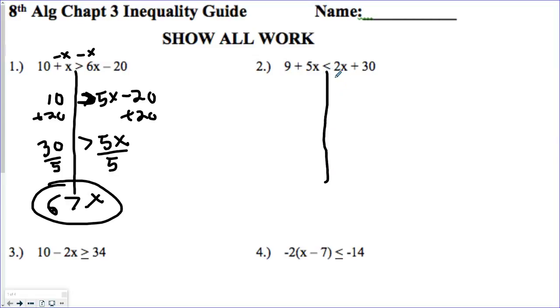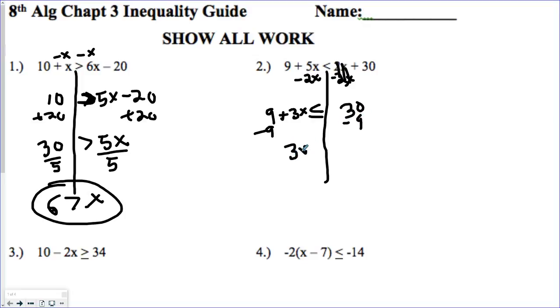On this side, I would move the 2x over by subtracting it. Again, I want to move the entire chunk over. That's why I'm subtracting, not dividing, because I want to move the x along with the number. So this goes away. I'm left with 30 is bigger than or equal to 3x plus 9. So I want the x by itself, so I'm going to subtract the 9 on both sides.